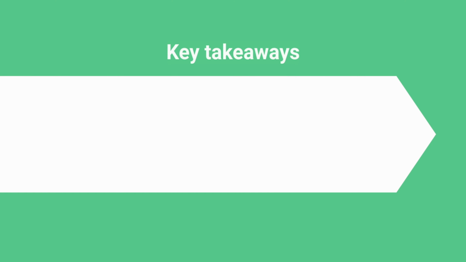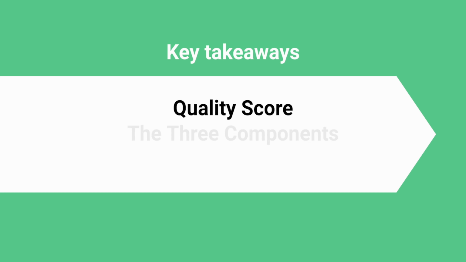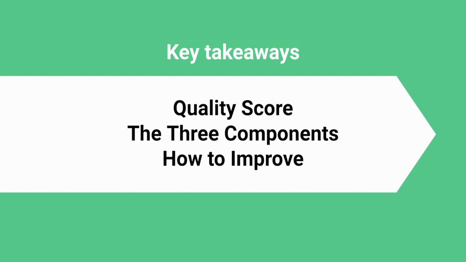Here are some key takeaways from this section. Quality score is the estimate of the quality of your keywords and landing pages. The three components of the quality score are the expected click-through rate or CTR, the ad relevance, and the landing page experience. To improve your ad quality, you want to focus on optimizing the three components of the quality score, which are keywords, ad relevance, and the landing page experience.